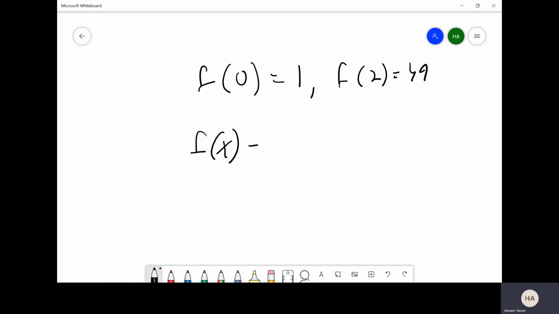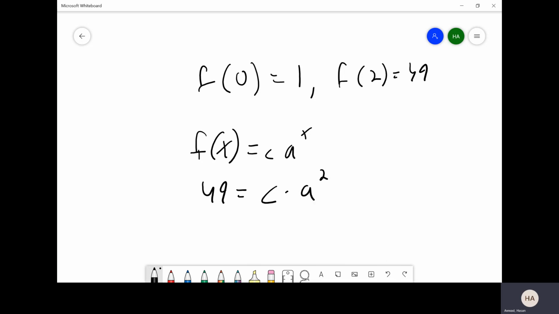So if you have f of x is equal to c times a to the x, what you're going to do now is use this piece of information and plug in. So plugging in, that means I have 49, remember, 49 is your output. So you have 49 is equal to c times a squared. Now, here's where things get a little bit tricky. You haven't gotten rid of one of your variables. You still have two variables.